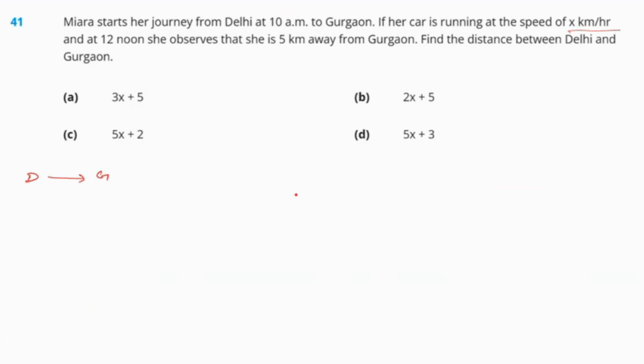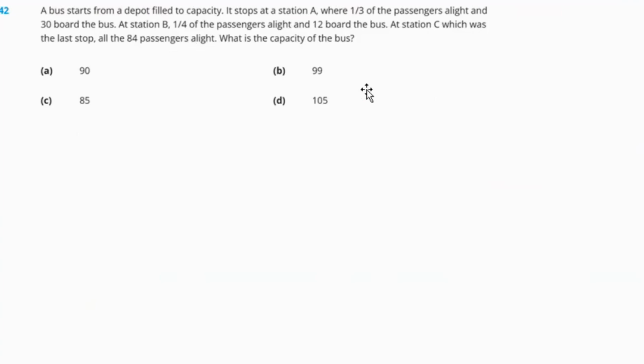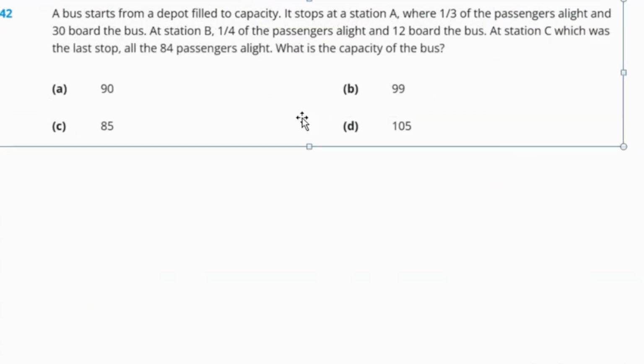is, she started the journey from Delhi at 10 a.m. to Gurgaon, and it is 12 noon now. So 2 hours she was already there. So in 2 hours she has covered 2x distance at x kilometer per hour, and after that there are still 5 kilometers left. So what we are getting is 2x plus 5. Option B needs to be the correct one. Okay, now next.